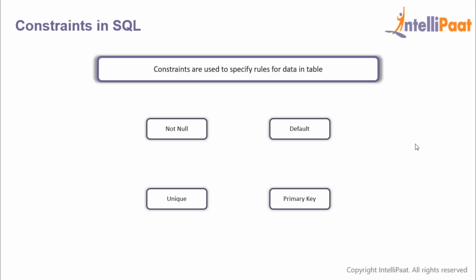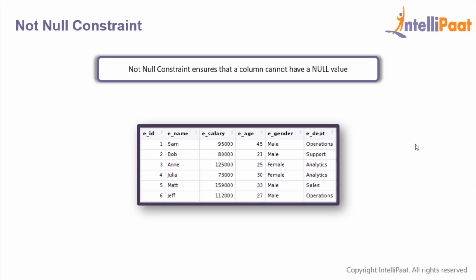So constraints are basically used to specify some rules on the data and limit the type of data that can go into a table. We will look at these 4 constraints: not null, default, unique, and primary key. Let's start with the not null constraint. So by default, a column can hold null values. And with the help of the not null constraint, we can ensure that a column does not have null values.